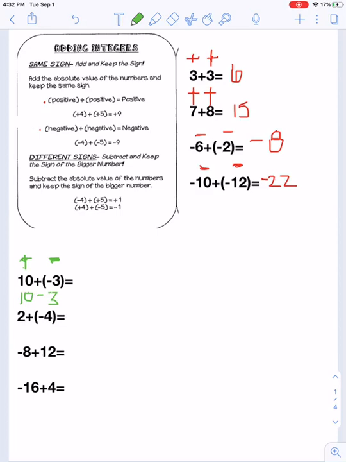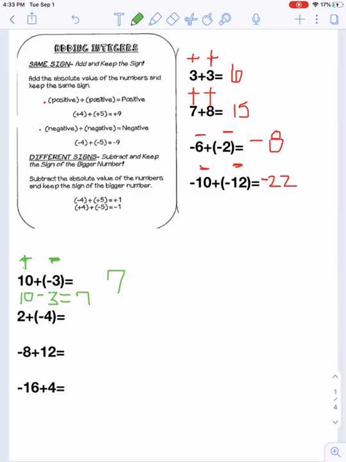Well, 10 minus 3 will give us 7. But we're not done, because once we subtract, we have to keep the sign of the bigger number. Well, when we subtract big minus small, therefore, 10 is our bigger number. And if we look back to the original problem, we see 10 is a positive number. Therefore, my answer is going to be a positive 7.